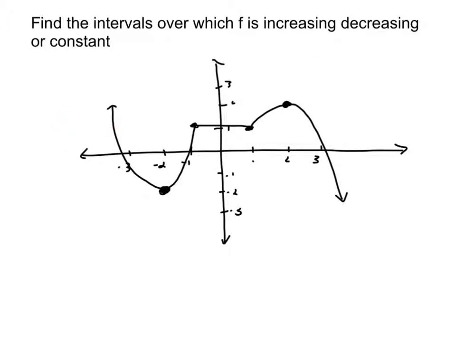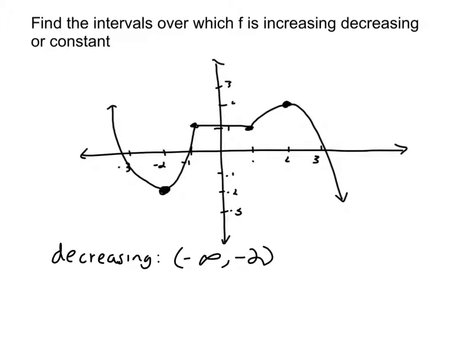Starting all the way from the left, there's an arrow, meaning this continues to go on forever, so from negative infinity all the way till we get to x equals 2, the function y is decreasing. Let's go ahead and write that. So we know that we are decreasing from negative infinity all the way till we get to negative 2.